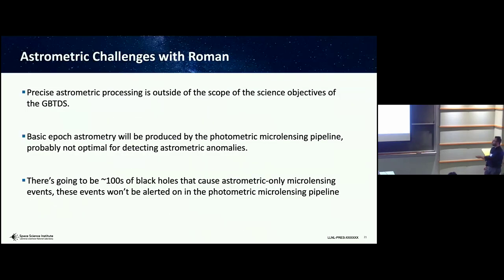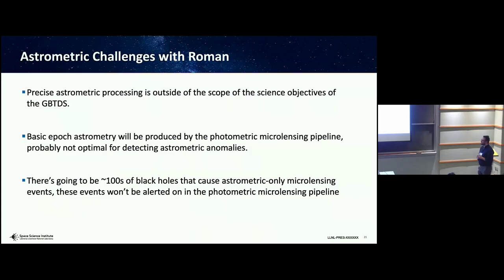So yeah, there are challenges, right? I've gone through all of the good things about Roman astrometry, but careful, precise astrometric processing is actually not within scope for the Roman survey at all. It's going to be an incredible astrometric machine, but there's no penciled effort in the Roman collaboration to do this work.